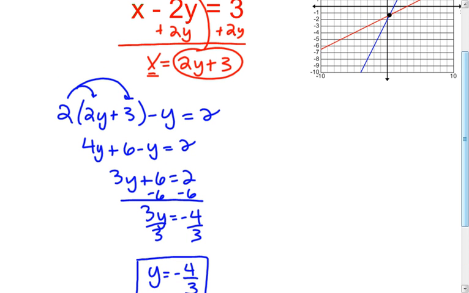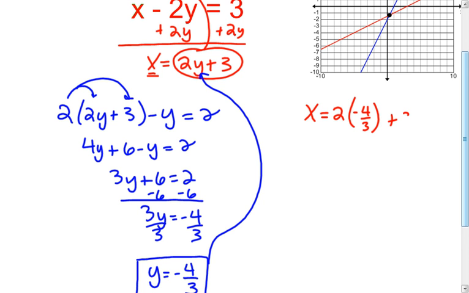Okay, then now I've got my y value solved, but remember each of my equations had two variables in them, an x and a y, so I still need to figure out what x is. So I will take that y, I will replace it right where I circled, and I will use that red equation now. X equals 2 times y, which we already know is negative 4/3, plus 3.